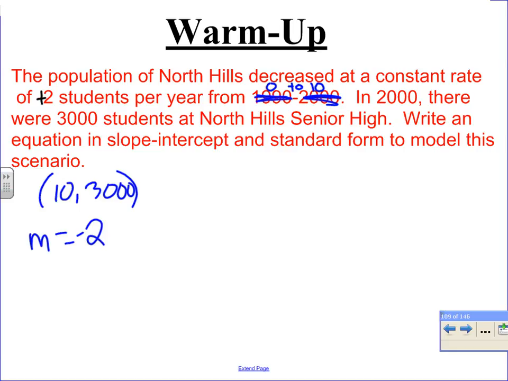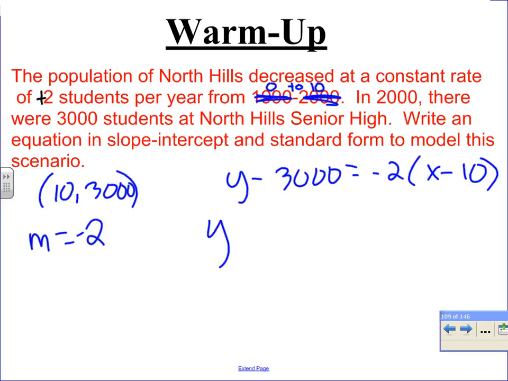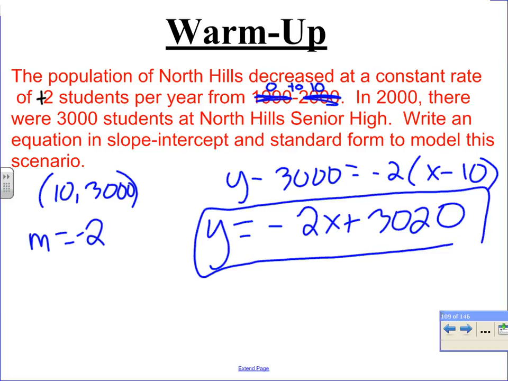Once you have the point and the slope, how do we get it into slope-intercept form? What's the very first thing, Brianna, that we need to do? Good. So we have y minus 3,000 equals negative 2, x minus 10. Once you have it in point-slope form, you then distribute, get it into slope-intercept. So, Will, what is slope-intercept form? Good job. All right, so there's slope-intercept form.